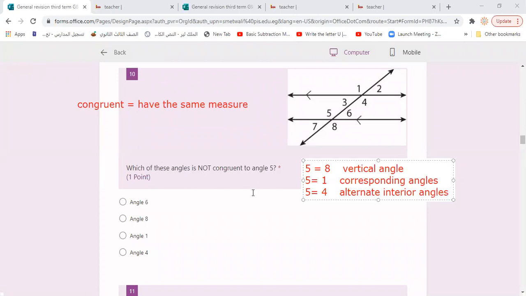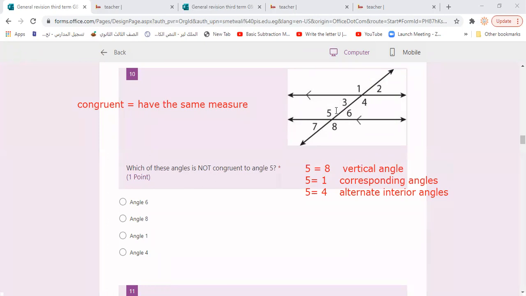So we said angle 5 will be congruent with angle 8, vertical angles. Angle 5 with angle 1, corresponding angles. Angle 5 with angle 4, alternate interior angles.